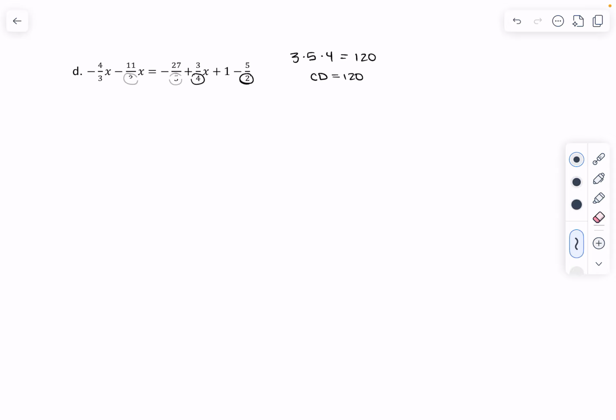Now, I know that seems like a really big number, and it is a really big number, but it doesn't change how we do this problem. So we're going to go ahead and multiply everything. When I say everything, I mean everything. So this by 120, 11/3 by 120, the 27/5 by 120, 3/4 by 120, the number 1 by 120, and that 5/2 by 120. It is a lot.